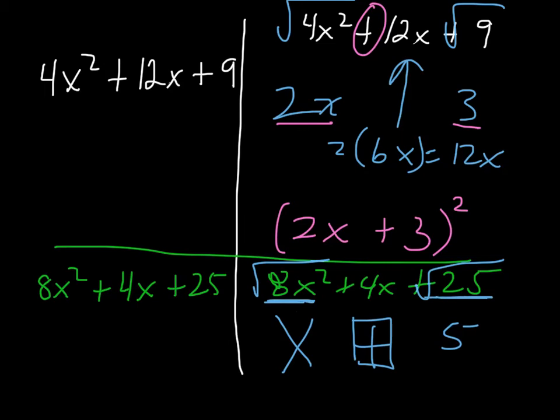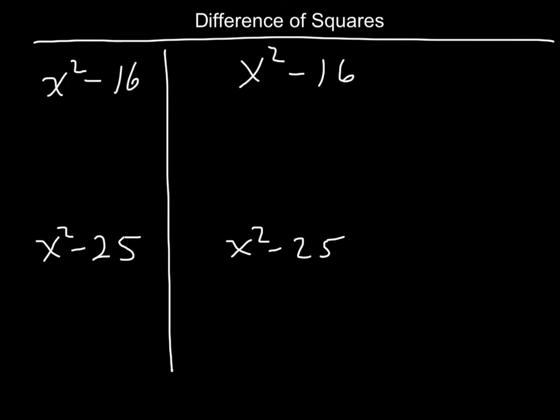Okay, take a look at the next one here. All right, now we're talking about difference of squares, and difference of squares look very different. The first thing you might notice is that this is a binomial. There's only 2 terms. So every time you have a binomial, you want to hope that it's going to be a difference of squares. So this is a binomial. That's the first thing you want to notice.